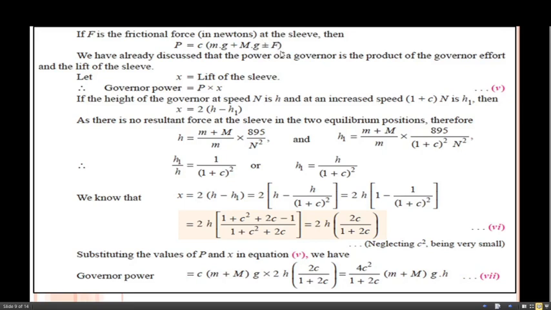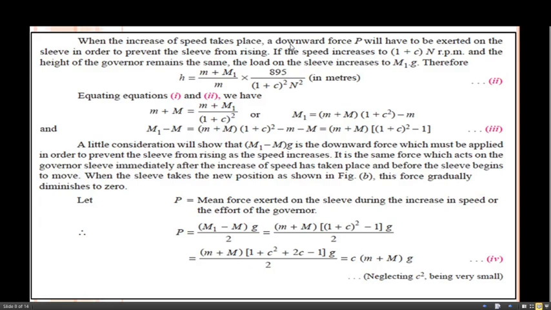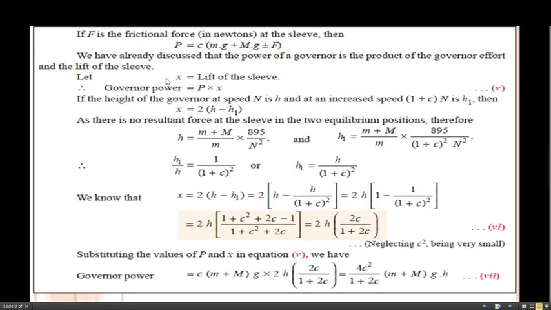We can consider the frictional force as positive or negative. Already I discussed that the governor effort is the product of governor effort and the sleeve displacement, or lift of the sleeve. So here we get the value for the force P by neglecting the friction as well as by considering the friction. So we get the value of x here.